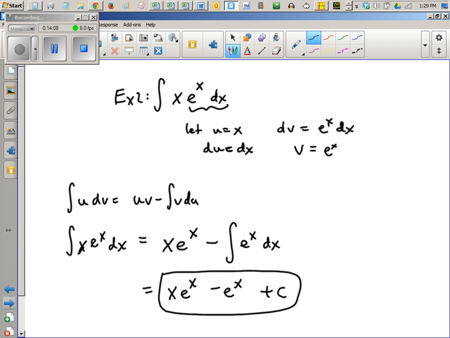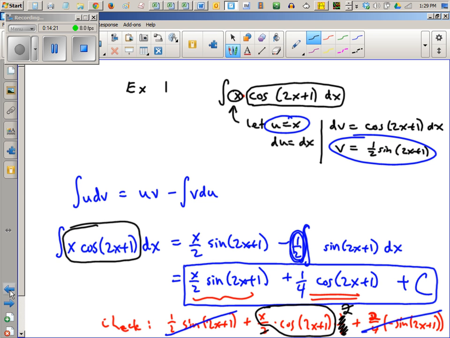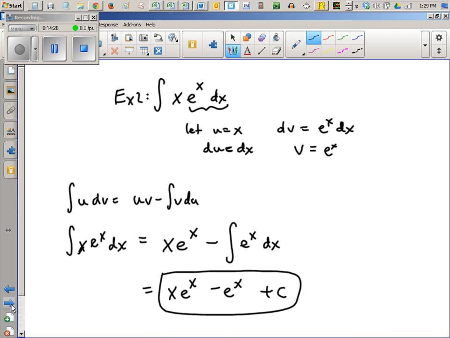Will uv always be the integrand of the original problem? No, that did not happen in example 1. Good question. He's noticing that uv is the original integrand, but that's not true in this example, right? uv was x e to the x, which is not the same thing as our original integrand. Good question. That's a coincidence on this one.